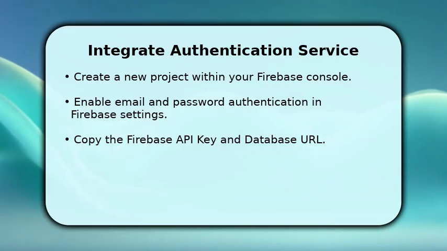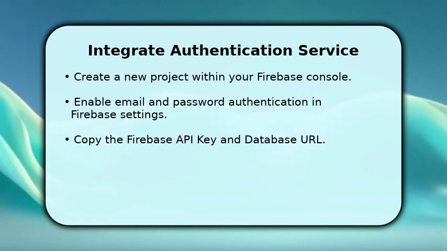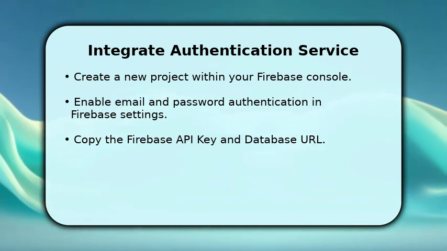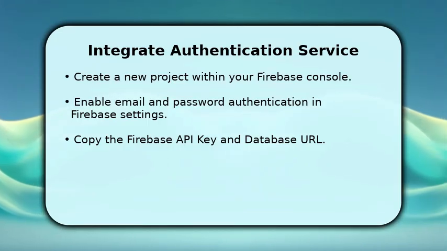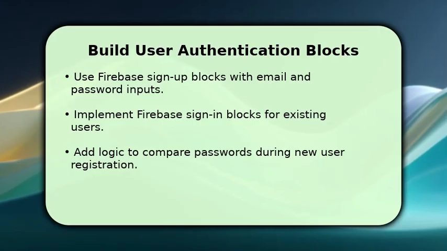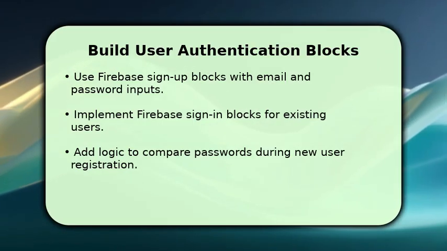Navigate to your Thunkable app settings and paste the copied API key and database URL into the designated Firebase fields. This establishes the vital link between your app and its user data. With Firebase connected, it's time to build the authentication logic using Thunkable's blocks.